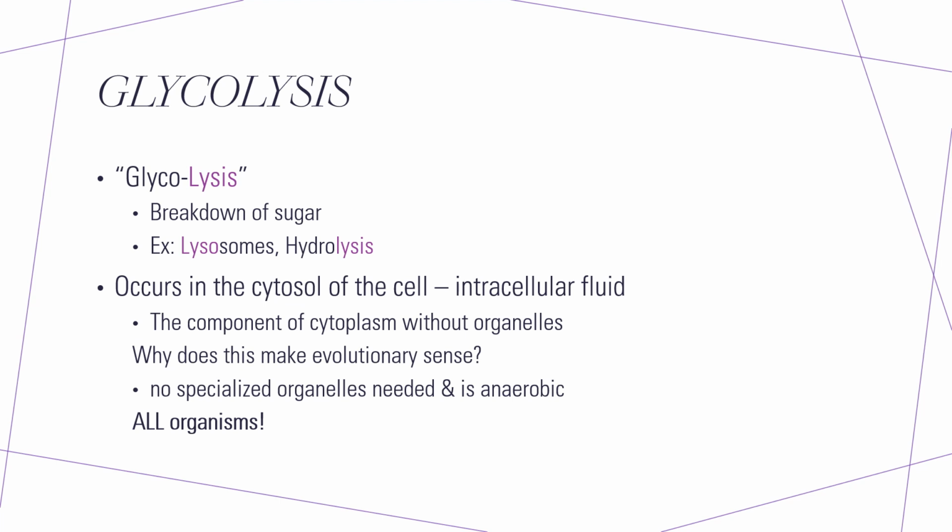Glycolysis is a part of cellular respiration that produces ATP but doesn't occur in any certain organelle, just in the cytosol. So prokaryotes were able to conduct glycolysis and still make a usable form of energy, even if they didn't have specialized organelles. Furthermore, glycolysis is the step of cellular respiration that doesn't require oxygen, also called anaerobic.